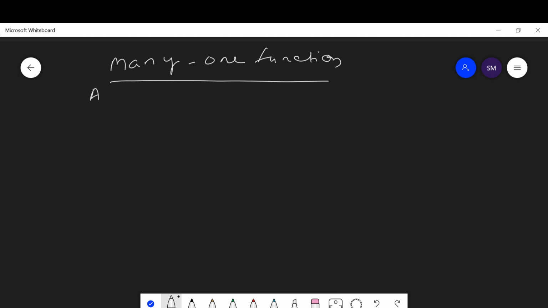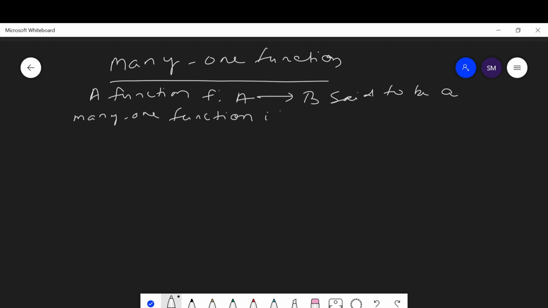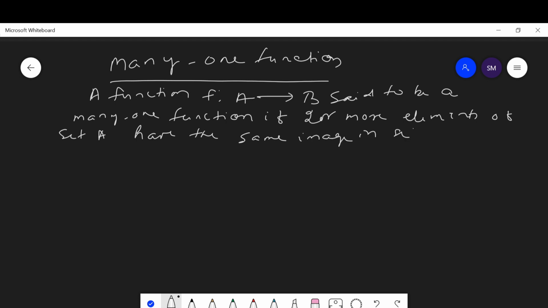A function f from A to B is said to be a many-one function if two or more elements of set A have the same image in set B.